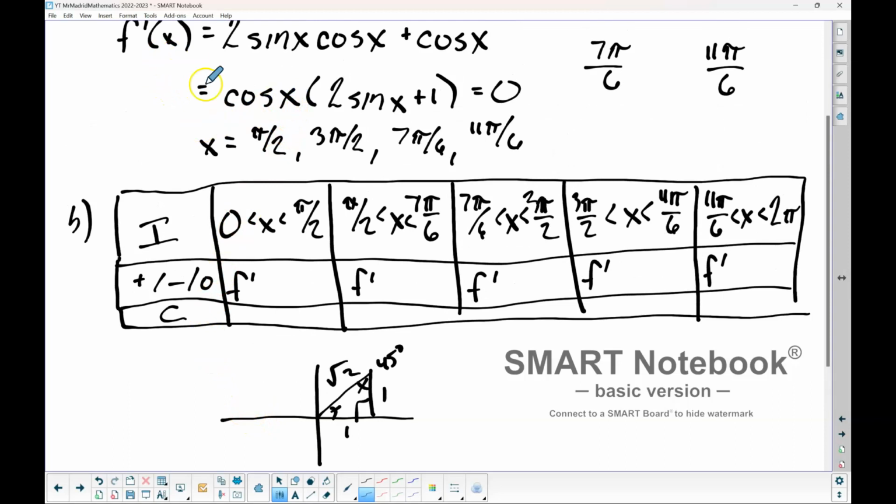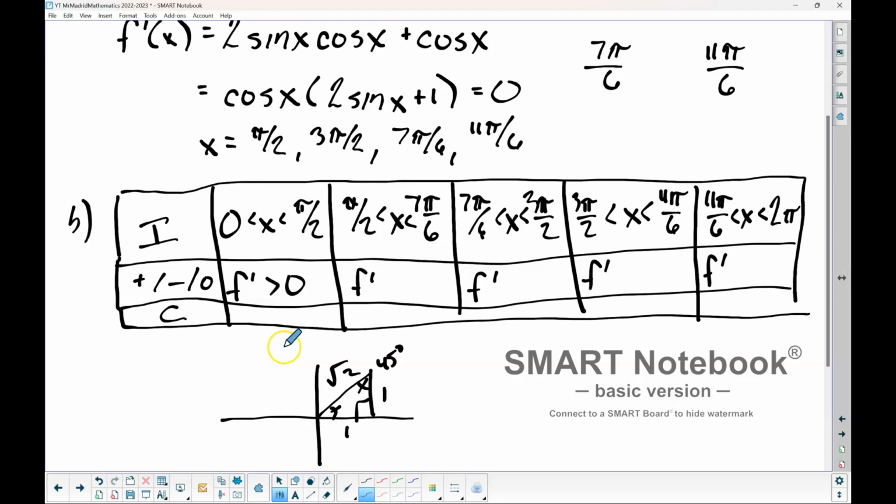So here I have already the derivative. As far as cosine goes, it's going to be 1 over square root of 2, which is positive. Now I look at sine. It's also 1 over square root of 2, times all this stuff, and once I perform that math, that's a positive. So positive times positive is going to give me positive.